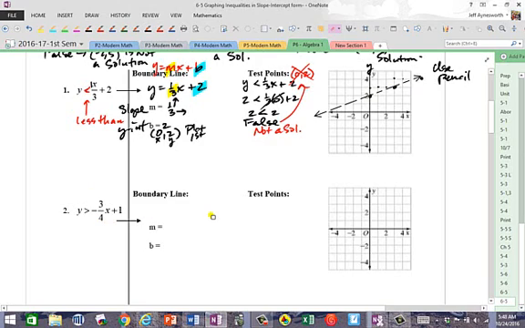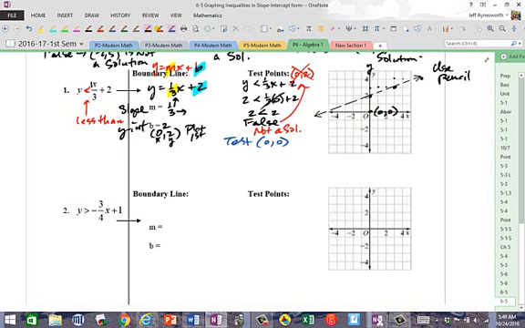So the question is, where are they? Are they above it in the upper half plane or below it on the lower half? So what we have to do is test another point. What I usually do is test the origin. I always test this point right here, the origin, because that is the easiest test point to test. So we're going to test (0, 0) in the inequality. Both x and y are 0. That's why we use it.